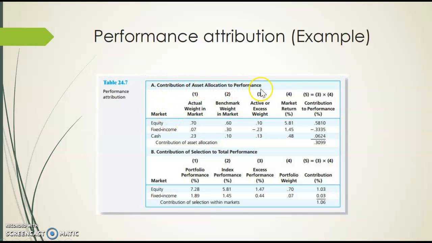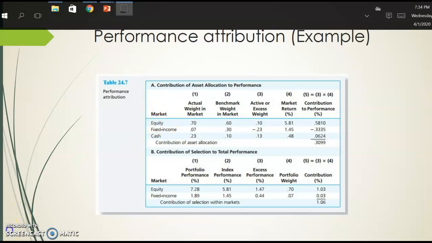Contribution of the asset allocation to performance. Okay, so in this section, here's our allocation, the way we have things set up in our portfolio. That's in column 1, so that's the actual weight in market. What we're saying is that our portfolio is 70% equity, 7% fixed income, and 23% cash. Now, we want to compare our performance relative to a benchmark. So the closest benchmark that we can get is a benchmark that is weighted 60% in equity, 30% in fixed income, and 10% in cash.